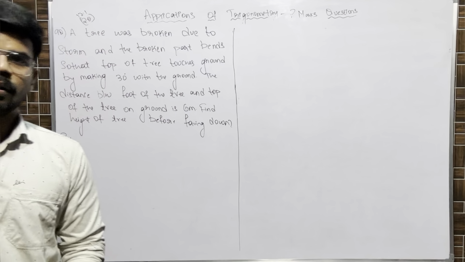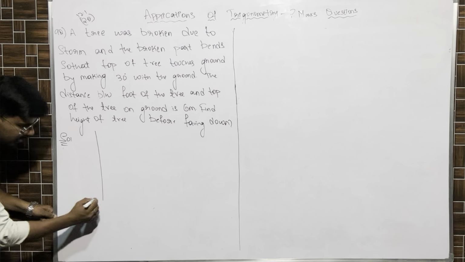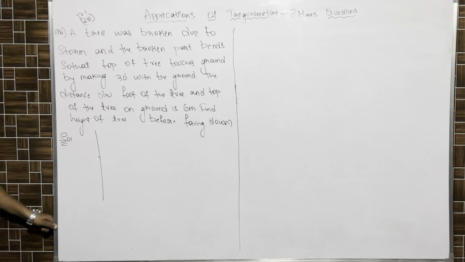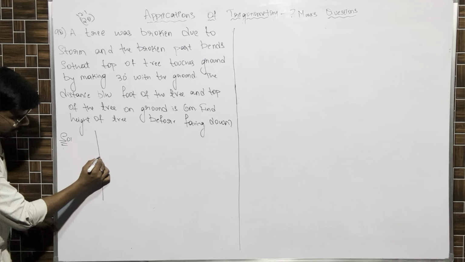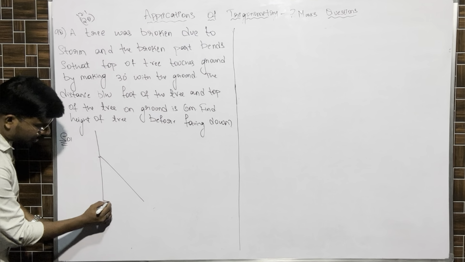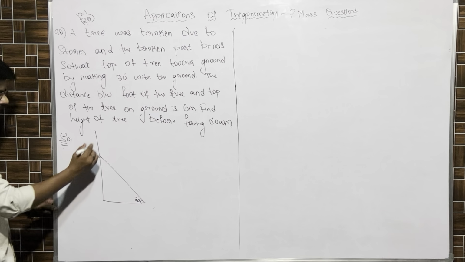Right. Here we have another question. This question is from the textbook. Question number 2. Question number 1 we already solved. A tree was broken due to a storm, and the broken part bends so that the top of the tree touches the ground, making an angle of 30 degree. This is the tree, right? It got broken from a certain point. From this point, it bent and fell on the ground. On the ground, this is making an angle of 30 degree.